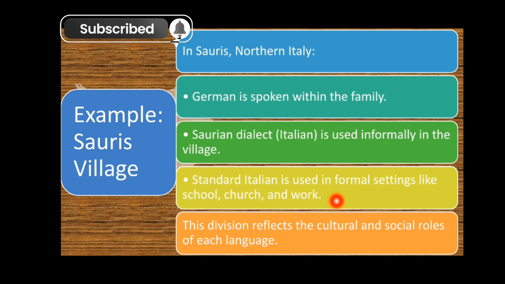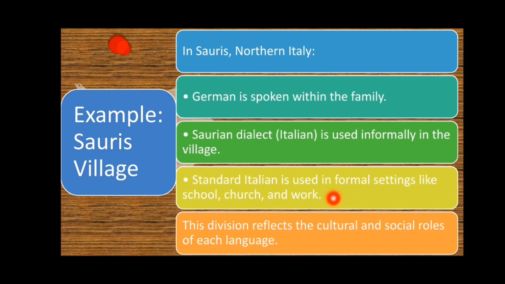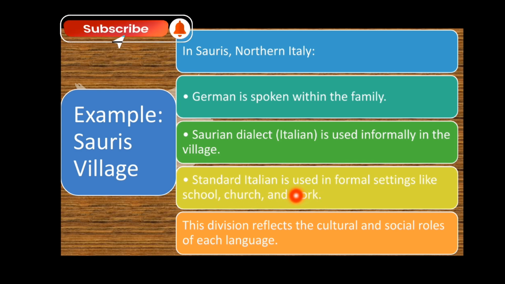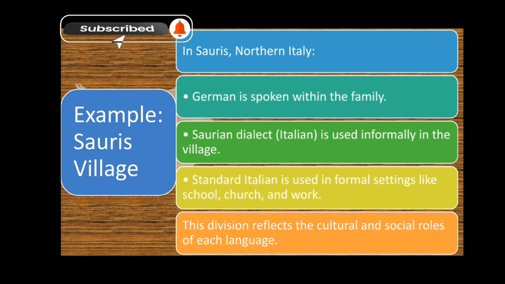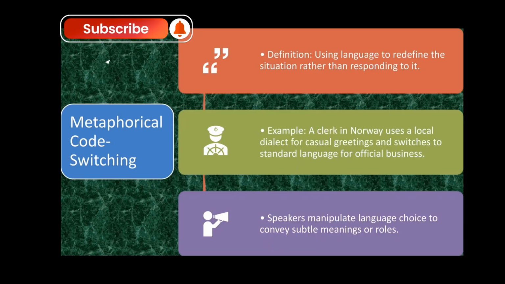So the situation tells you to speak in this language, and you switch from one language to another, or from one variety. In the case here, we can say variety, from the local variety to the standard one. So this division reflects the cultures and social roles of each language. From the local one, that is spoken in Suries, northern Italy, and then we have a standard one that is spoken in school, college, or universities.